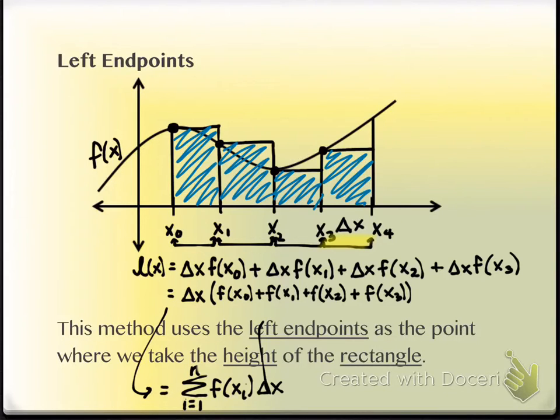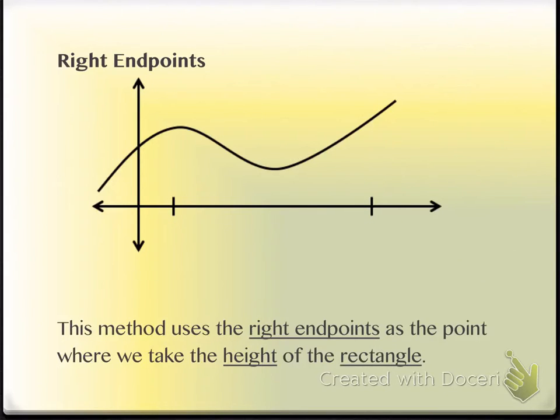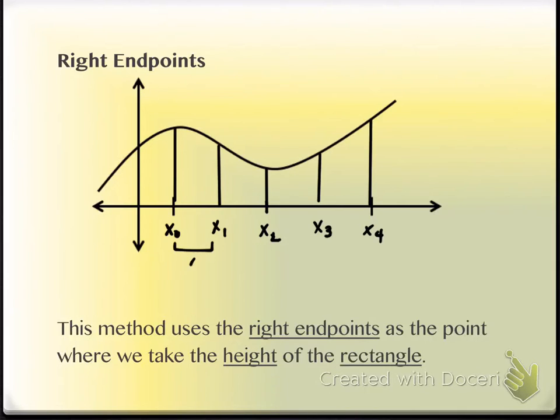Okay, this is left endpoints. But there's nothing special about left endpoints. I know you thought there were, but there's not. So we could also do this with right endpoints. So do the same diagram you did before. Draw those same vertical bars. And then we'll have the same delta x, right? All that's the same. But the heights are not determined the same way.